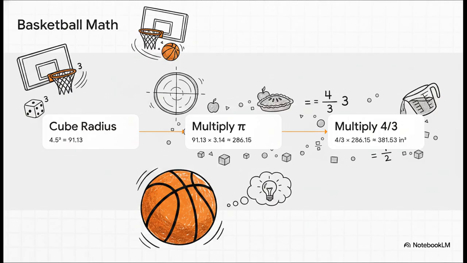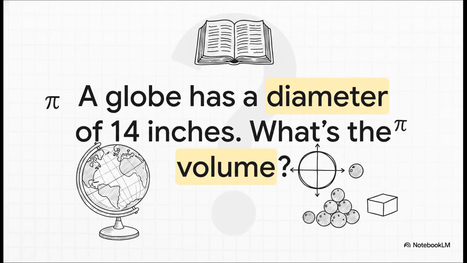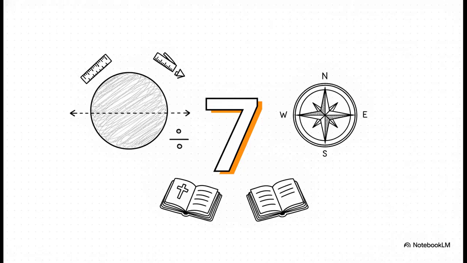See? Not so bad. Let's try another one, but hey, pay super close attention here, because there's a classic math trick hiding in this question. A classroom globe has a diameter of 14 inches. What's the volume? Did you catch the word that changed? I didn't say radius, I said diameter. Yep, you guessed it. Before we can use our amazing formula, we have to find the radius.